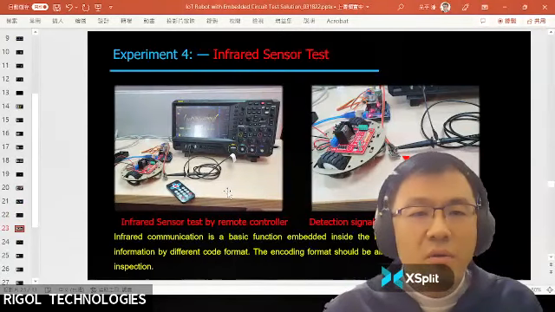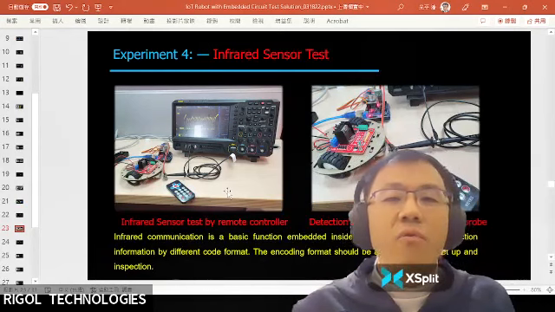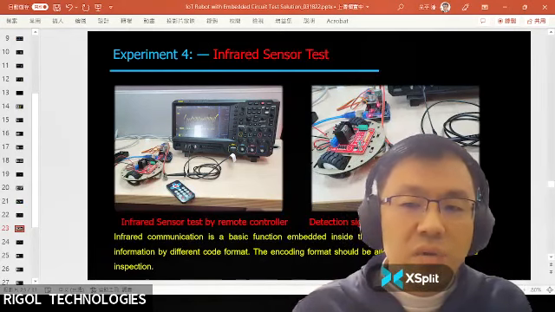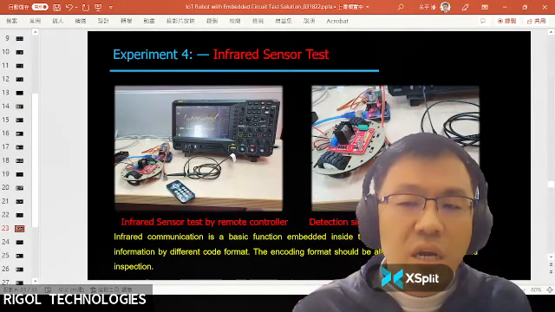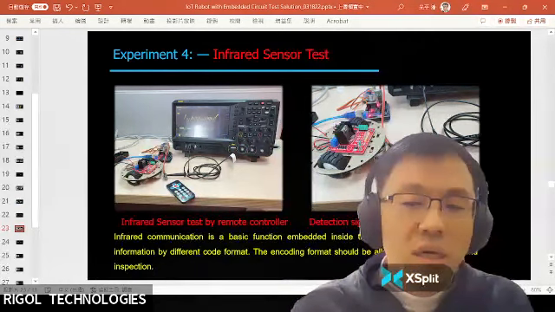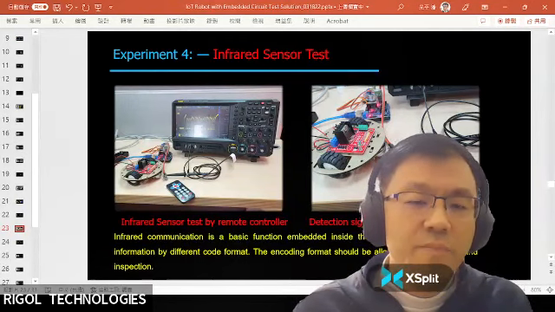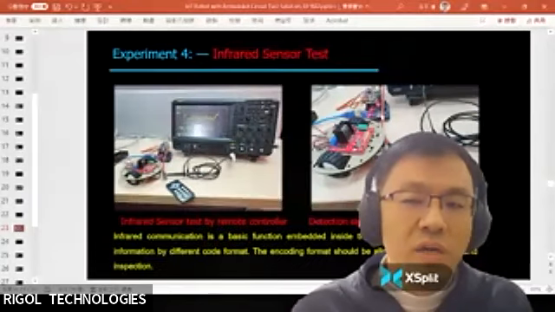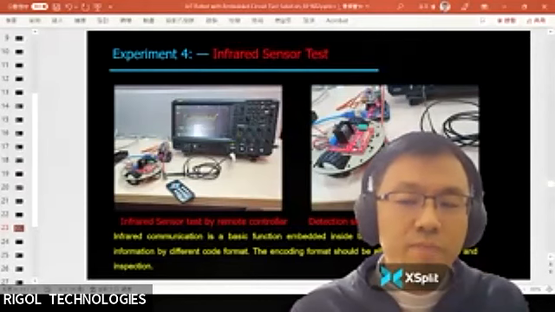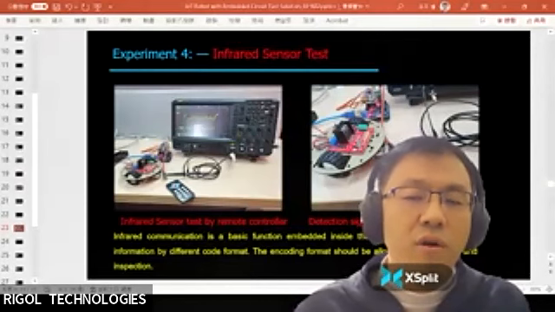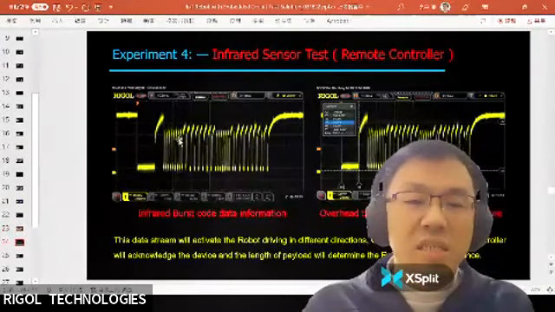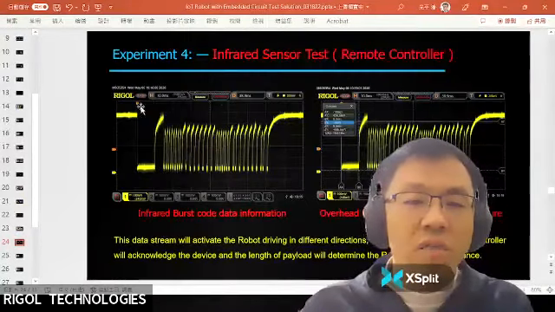So for experiment 4, you can see this is the infrared sensor test. That means we can use the infrared controller signal and inspect the signals with the infrared photo detectors. We can convert the optical signal to an electric signal and use the probe to connect it to the oscilloscope to monitor the signal on the display. So this is the infrared signal flow on the display here.